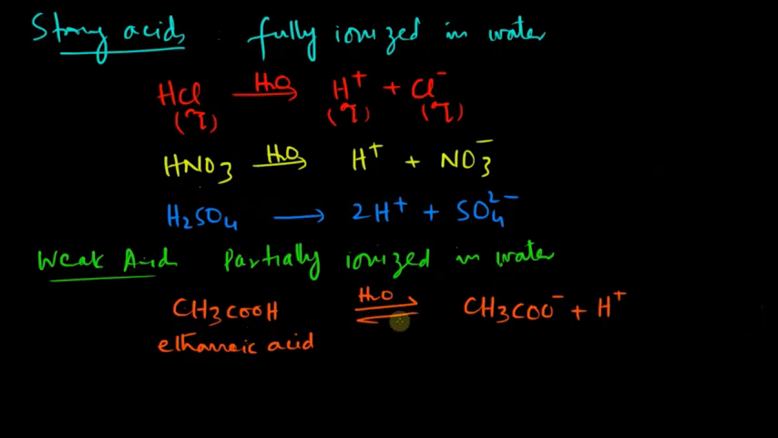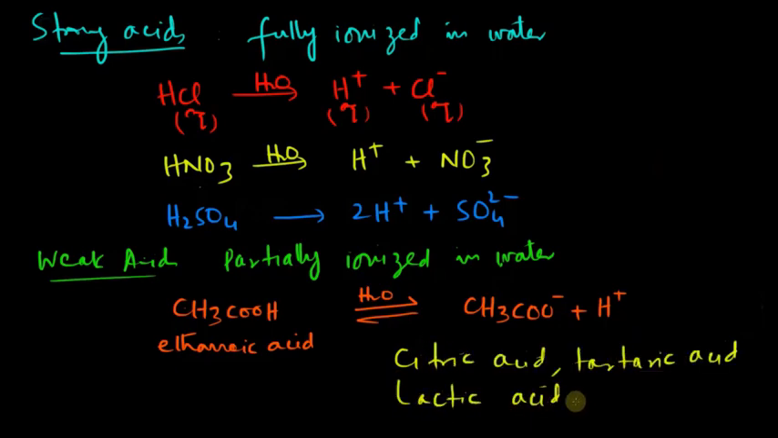You can see this sign, the reversible sign. It means the reaction is going on in the forward direction as well as in the backward direction. So, in the solution of ethanoic acid, ions and molecules are both present together and they are interconverting into each other. Organic acids, like the acids that we eat in our foods, like citric acid, tartaric acid, lactic acid, are weak acids.